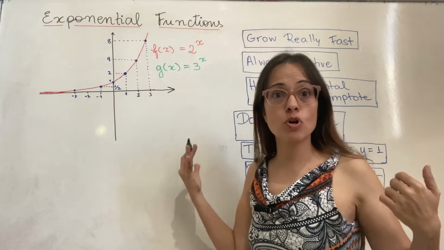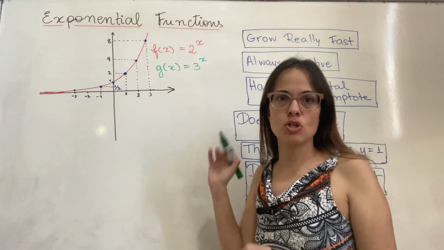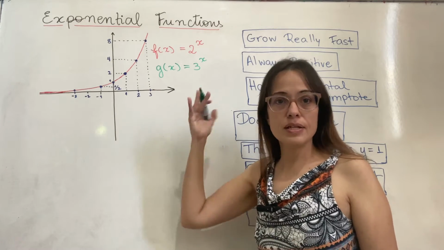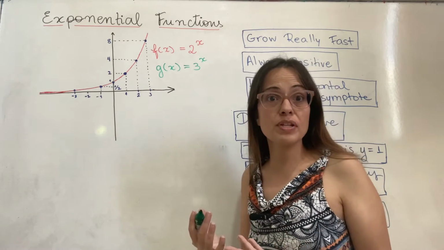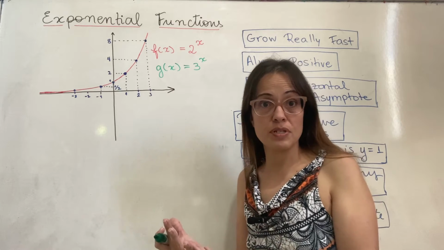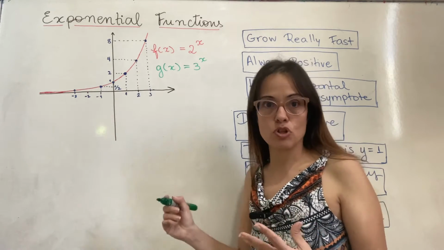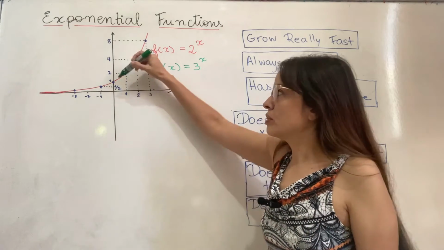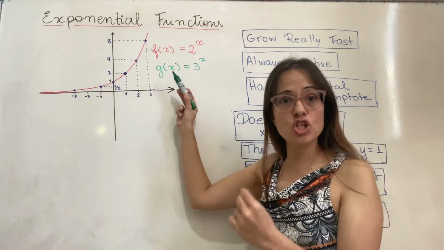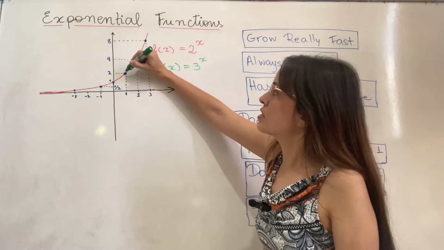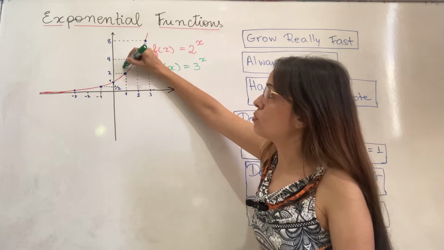Okay, so now let's explore what happens when we change the base of our exponential function. Here is a second one that I'm going to sketch in green. It's 3 to the power of x. We've already mentioned that anything to the power of 0 is 1, and that means that the y-intercept of the function is always 1. So that's not going to change. But what is g of 1? Well, 3 to the power of 1 is 3, so instead of 2, it's going to be 3.